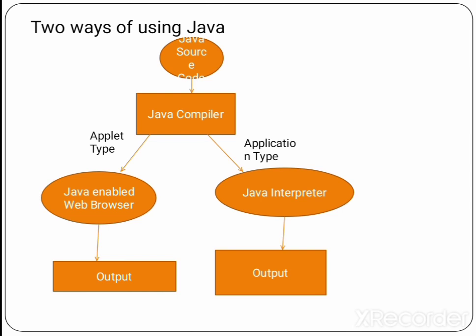In this figure, Java source code is sent to Java compiler. If it is applet type, Java enabled browser is used to produce output. If it is application type, Java interpreter is used to produce the output.